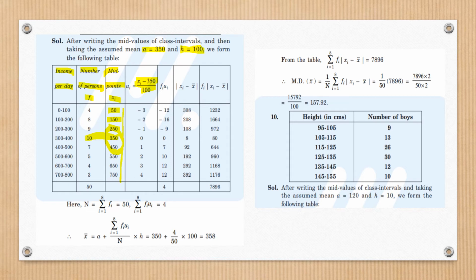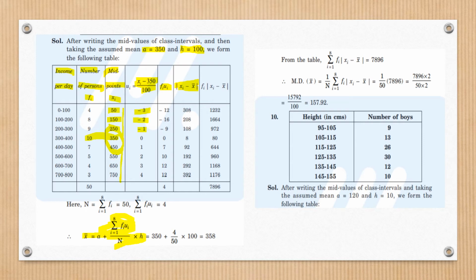So Ui is (Xi minus A) upon 100, that is (50 minus 350) upon 100, that is minus 3. Then it is minus 2, minus 1, 0, 1, 2, 3, 4. Then I'll find Fi Ui, all of which you have done in your class 10th. Then |Xi minus x bar|, which I'll calculate after calculation of my mean. So the mean I'll calculate by the formula x bar equals A plus (summation Fi Ui upon n) into h.